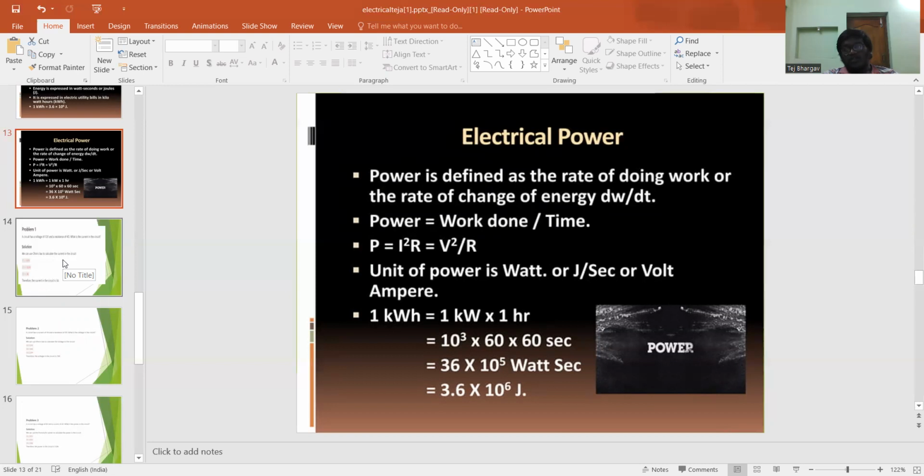1 kilowatt hour is equal to 1 kilowatt into 1 hour, which is 10 cube into 60 into 60 seconds, equal to 36 into 10 power 5 watt seconds, that is 3.6 into 10 power 6 joules.